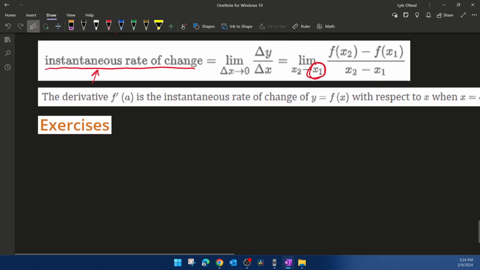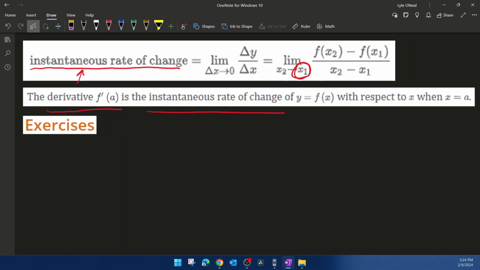And then what do you need to get out of that? The derivative is the instantaneous rate of change. Not only is the derivative the slope of the tangent, it is also the instantaneous rate of change of a function with respect to x as x approaches some value.